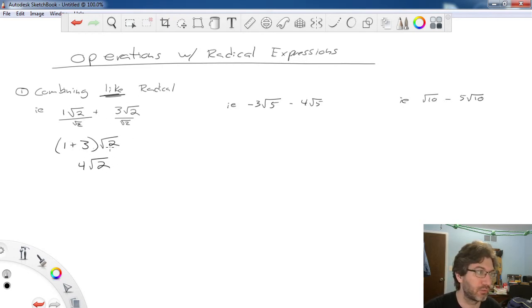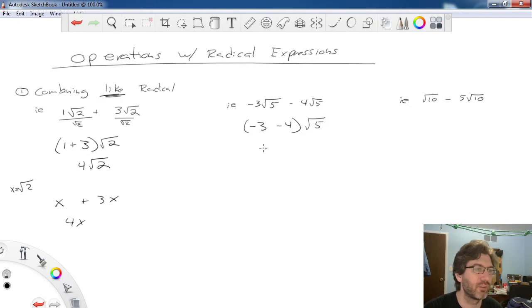It should be pretty simple for you to figure that out. It goes a lot with, like, hey, what if we had x plus 3x, right? X here would be the square root of 2. We would just have 4x, right? You would combine your like terms. Over here, again, you divide out the square root of 5 from each, and you get negative 3 minus 4 square roots of 5.